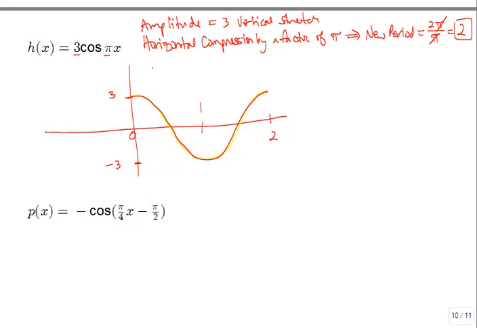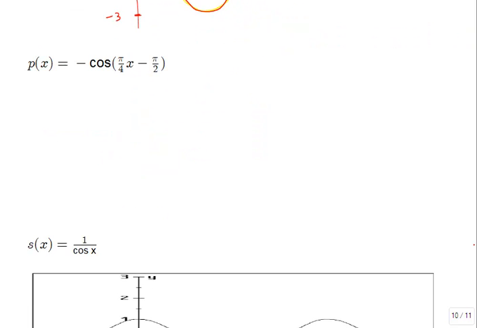Figure out what your amplitude should be, and that'll tell you how to make the scale on your y-axis. Let's try that again on this next example. So we want negative cosine of pi over 4 x minus pi over 2. Now, I see a coefficient in front of that x.